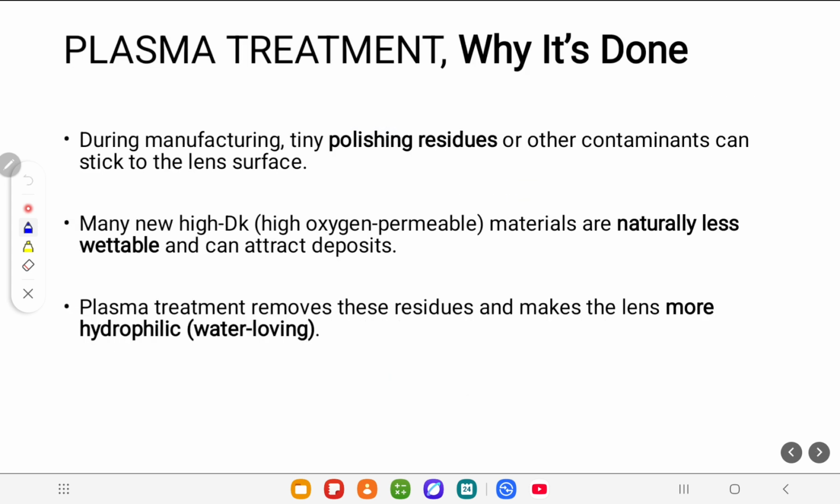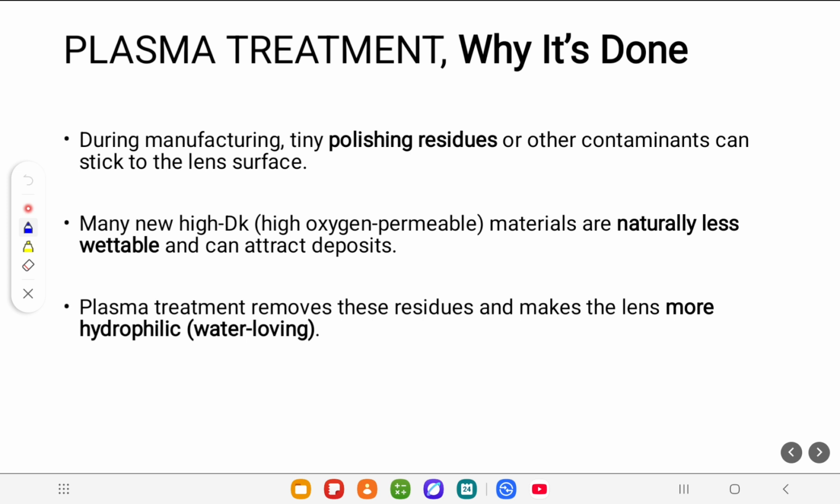So plasma treatment, why is it done? During the manufacturing, typically when a contact lens is manufactured, a tiny unpolished surface can be there, tiny polishing residue can be there, or contaminants can be there, and can stick to the surface of the lens. So whenever we treat with a plasma treatment, then the surface becomes smooth.